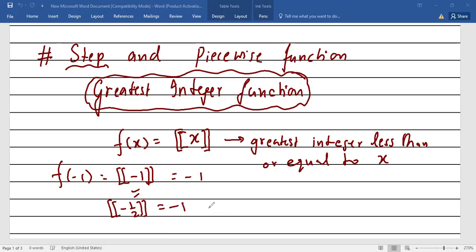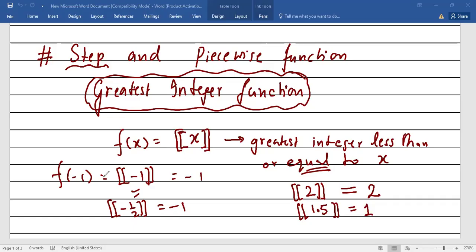If I give you 2, what will the answer be? It will be 2, because it can be equal to. Yes, it can be equal to. But if I give you 1.5, what will the answer be? It will be 1, less than or equal to 1.5. Perfect. This is the greatest integer function.